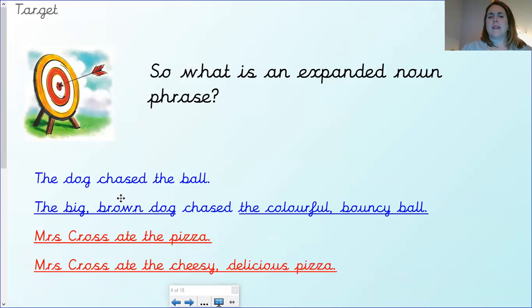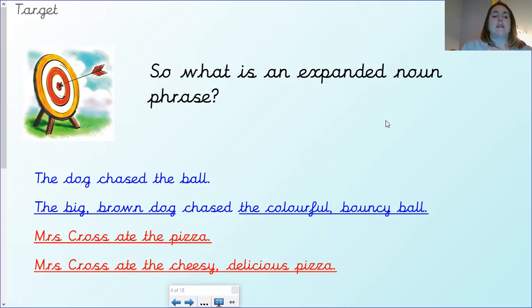So what is an expanded noun phrase? Well, it's much simpler than the name suggests. I have written a sentence, the dog chased the ball. Hopefully you know that dog and ball are the nouns in this sentence. I have then rewritten my sentence, adding in expanded noun phrases. The big brown dog chased the colourful bouncy ball. Big brown dog and the colourful bouncy ball are our expanded noun phrases.